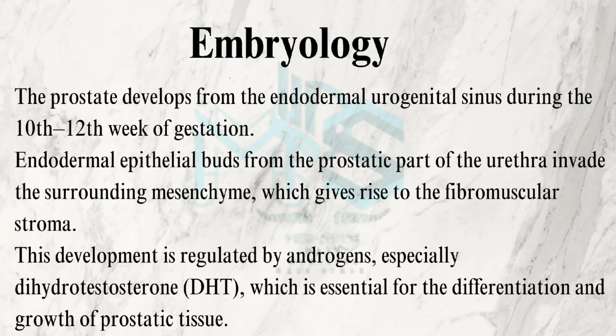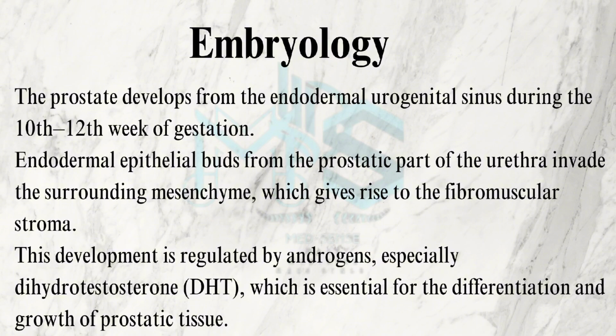Now let's look at the embryology of the prostate. Very concise. The prostate develops from the endodermal urogenital sinus during the 10th to 12th week of gestation. Endodermal epithelial buds from the prostatic part of the urethra invade the surrounding mesenchyme, which gives rise to the fibromuscular stroma. This development is regulated by androgens, which is essential for the differentiation and growth of the prostatic tissue.